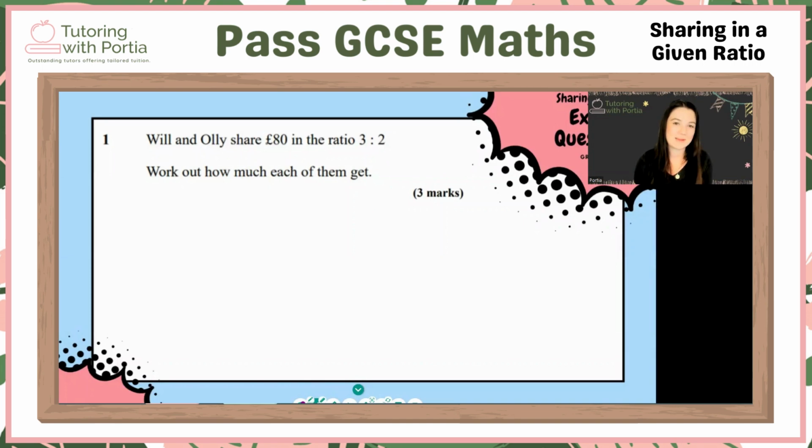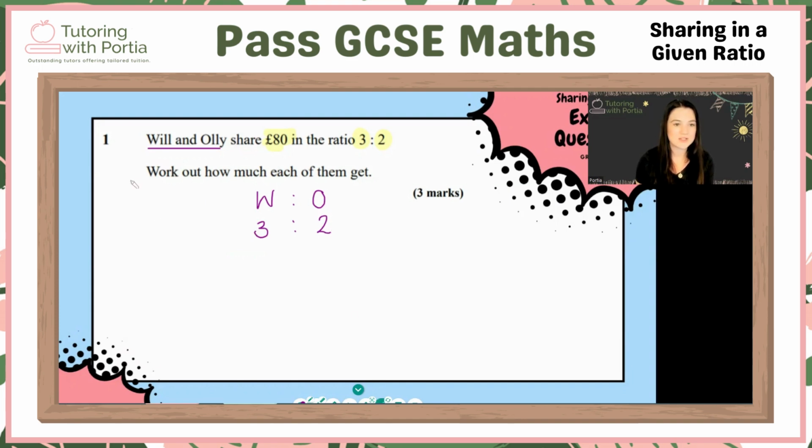So we're going to look at a practice exam question here, where we've got two people, Will and Ollie, and they are sharing £80 in the ratio of 3:2. Now, the first thing I always remind my students is that it's really important to get Will and Ollie the right way around. So you can see here they've said Will first, followed by Ollie. That means if we were to write it out as a ratio, Will would be on the left and Ollie would be on the right. So Will's ratio is 3, whereas Ollie's is 2. So really, really important to get your ratios the correct way around.